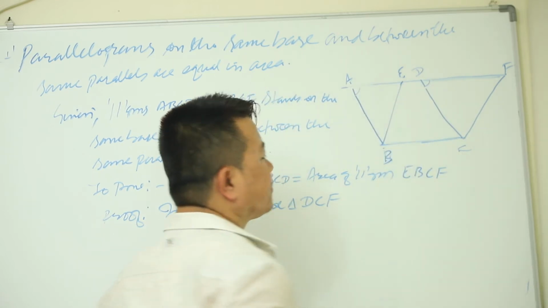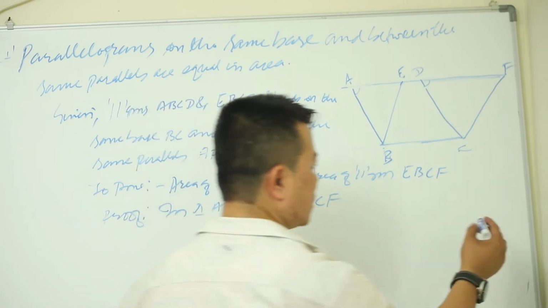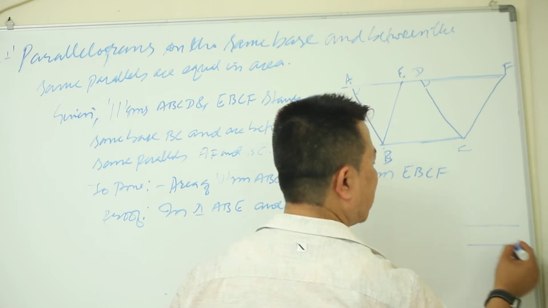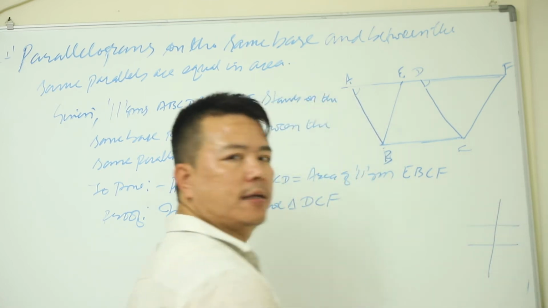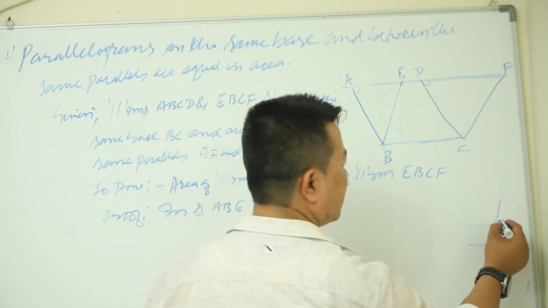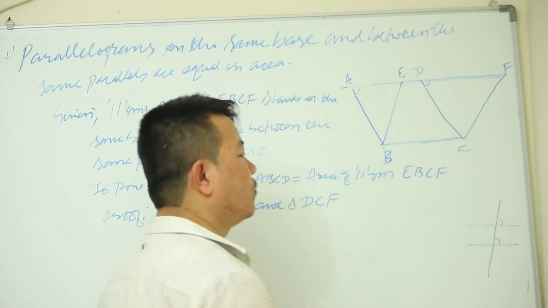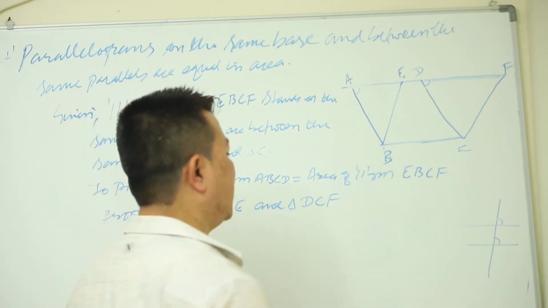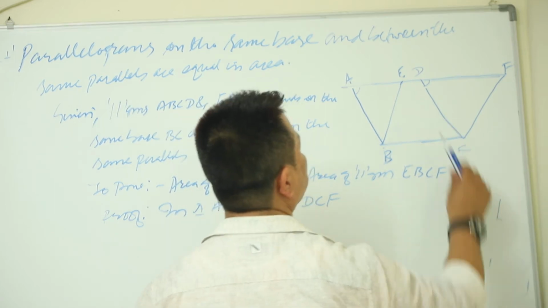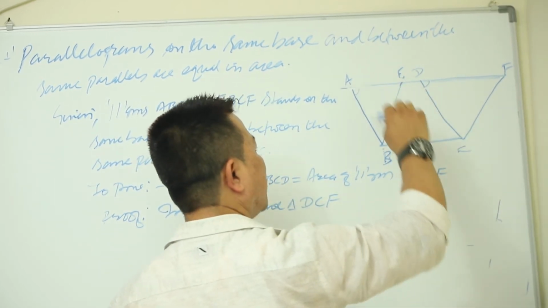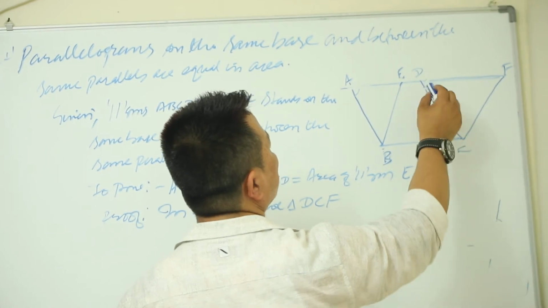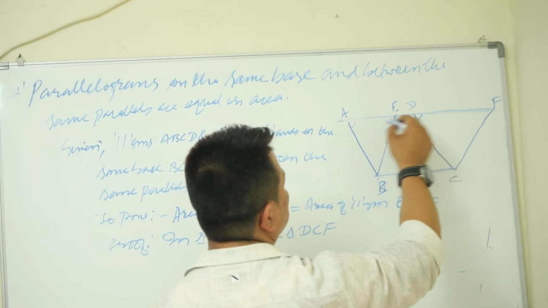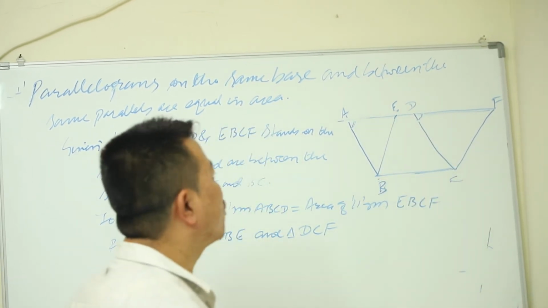What is the reason? This is not part of the theorem, but it is a basic property. Suppose any two lines are parallel and a transversal cuts these two lines; then this angle and this angle are equal. The reason is corresponding angles on the same side of the transversal. In the same way, DC is parallel to AB since it is a parallelogram, and AD is a transversal, so this angle and this angle are equal. The reason is corresponding angles.